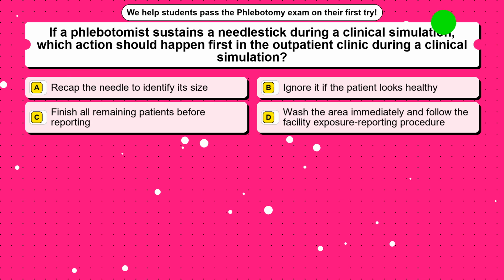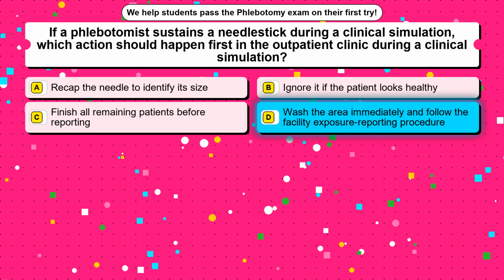Question 7. If a phlebotomist sustains a needle stick during a clinical simulation, which action should happen first in the outpatient clinic during a clinical simulation? Option A. Recap the needle to identify its size. Option B. Ignore it if the patient looks healthy. Option C. Finish all remaining patients before reporting. Option D. Wash the area immediately and follow the facility exposure reporting procedure.